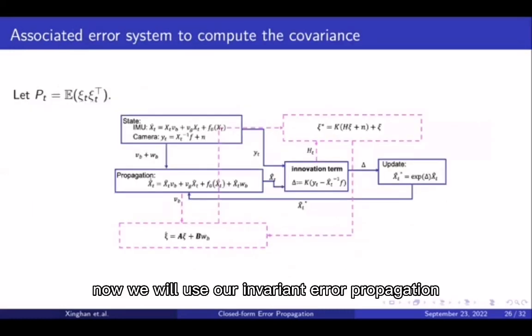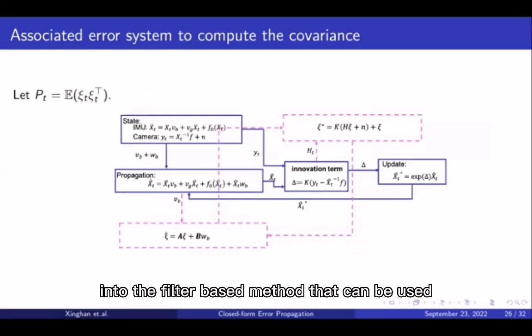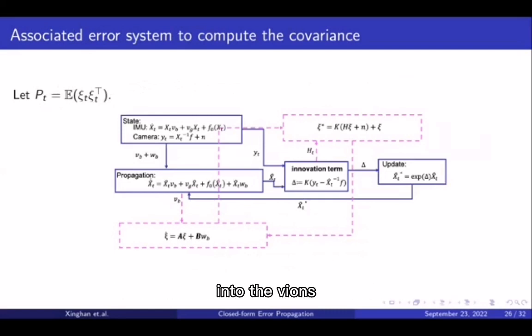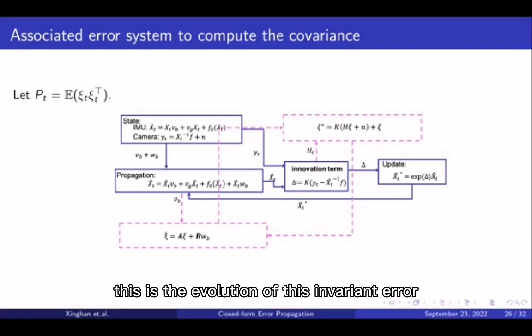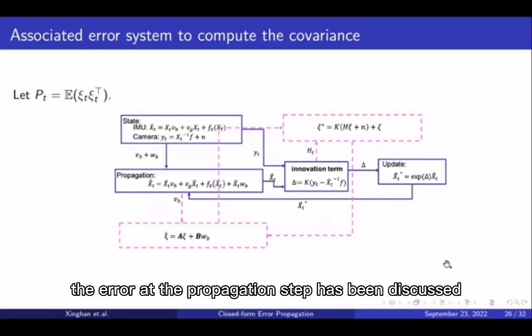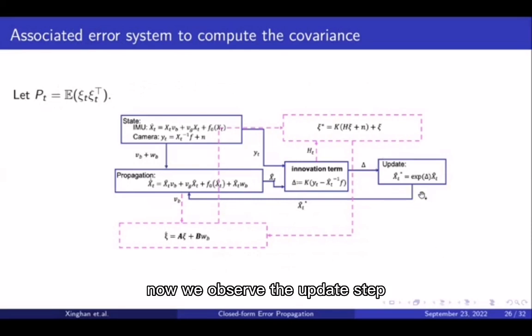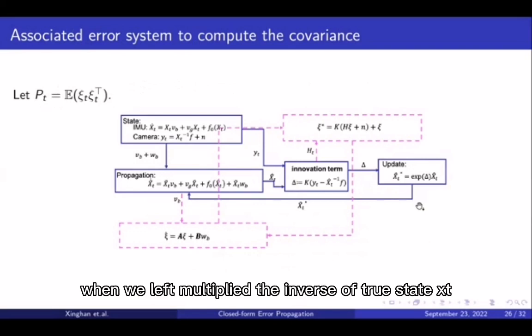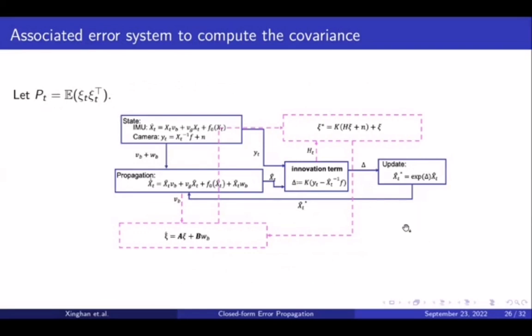Now we will use our invariant error propagation in the filter-based method that can be used in VINS. This is the evolution of this invariant error at the propagation step and update step. The error at the propagation step has been discussed. Now we observe the update step. When we left multiply by the inverse of the true state xt, we can derive this equation.